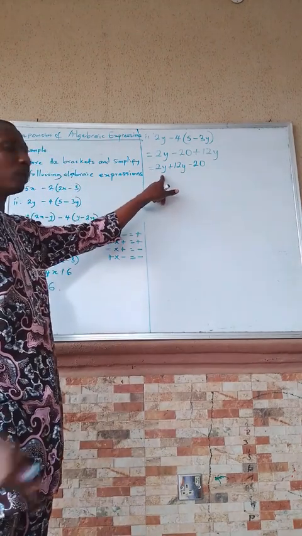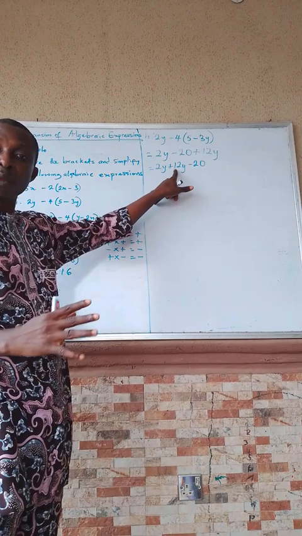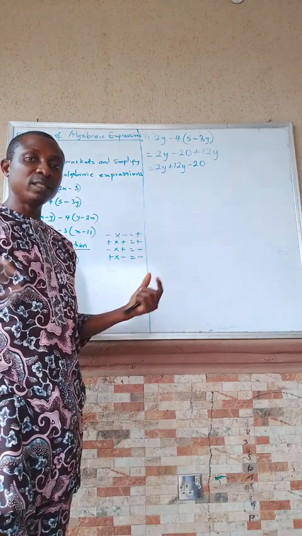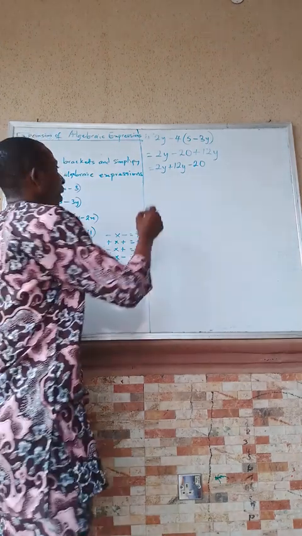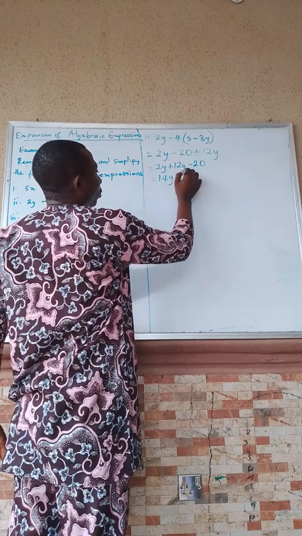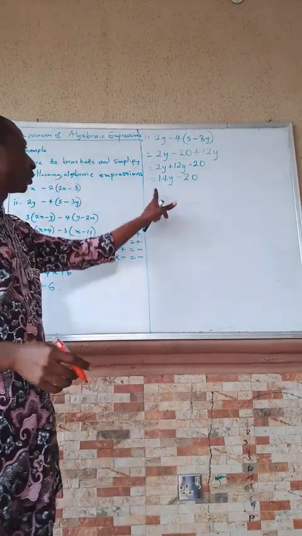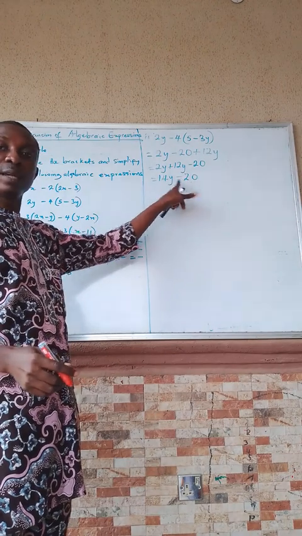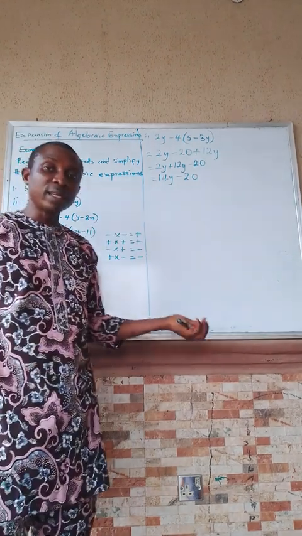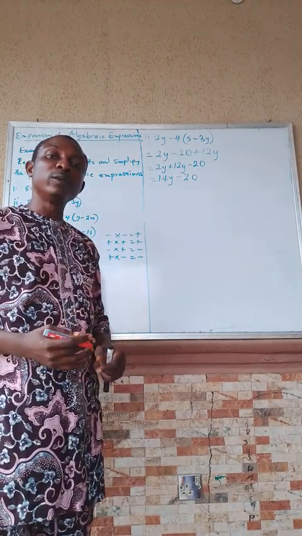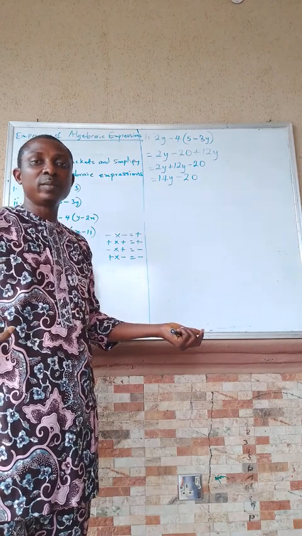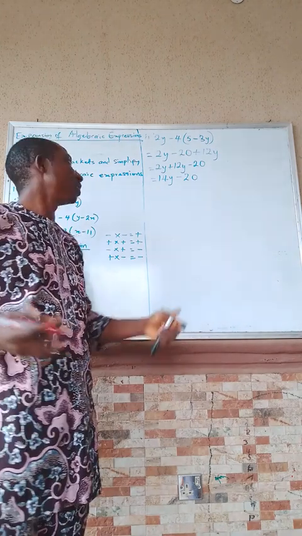So you can join these two together. This is 2y, and this one, 12y. So when you add 2y and 12y together, it gives you what? 14y. So we have 14y minus 20. Don't forget, you can't join this and this together. They are not of the same terms. Now it's just like if I say 14 oranges minus 2 balls. It will not give you anything because they are not of the same terms.